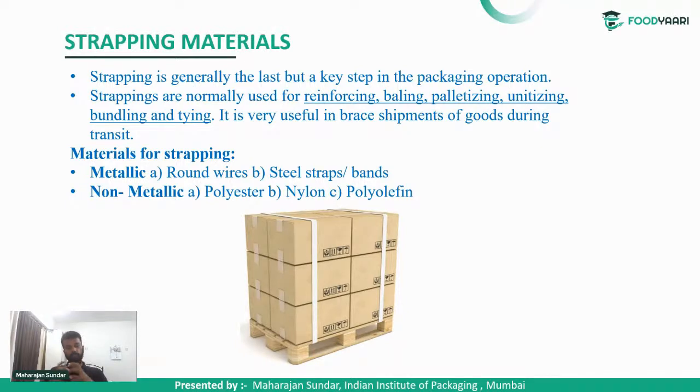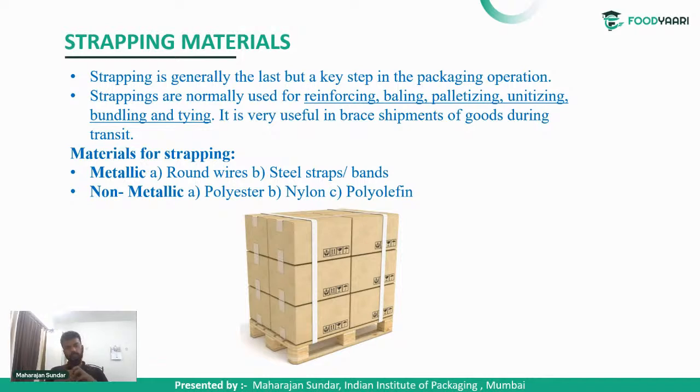However, for heavy products like industrial packaging, when an engine is transferred from one place to another, round wires or steel straps or bands are used. But in packaging of consumer goods and food products, a product will be packed in a primary package, secondary package, and distribution package, and then it is packed in a container and strapped. Mostly, it is packed with polyester based material, nylon material, or polyolefins material.